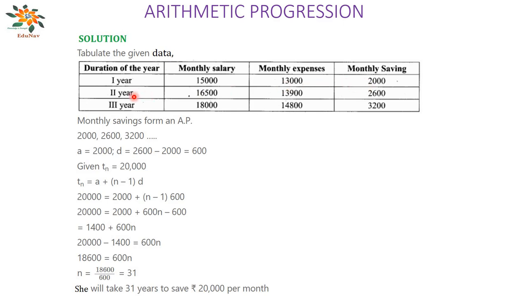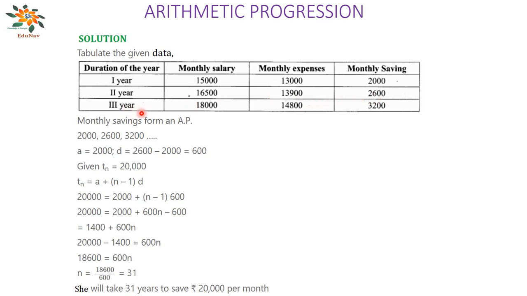Also, it is given that every year her monthly salary increases by rupees 1,500, which means her second year monthly salary will be 15,000 plus 1,500, which will be 16,500. Also, it is mentioned that the monthly expenses increase by rupees 900 for every year, which means the monthly expenses for the second year will be 13,000 plus 900, that will be rupees 13,900. Now, what will be the monthly savings for the second year? It will be 16,500 minus 13,900, that will be 2,600.